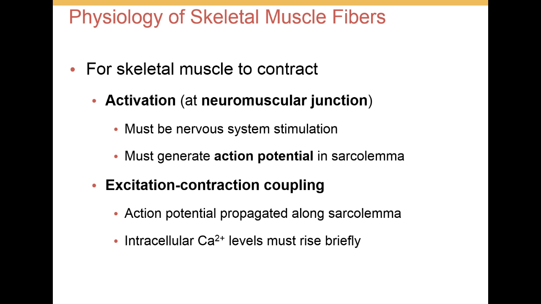The action potential spreads across the sarcolemma, and it goes all the way down into the T tubules. This change in electrical charge across the membrane and down in the T tubules will cause the sarcoplasmic reticulum to release calcium. So the calcium levels inside the cell, intracellular calcium levels, rise fairly quickly but briefly.